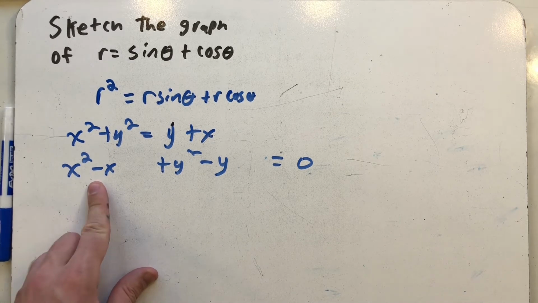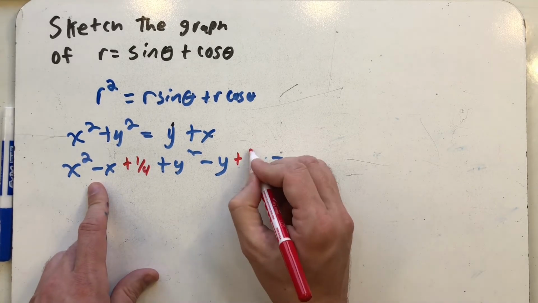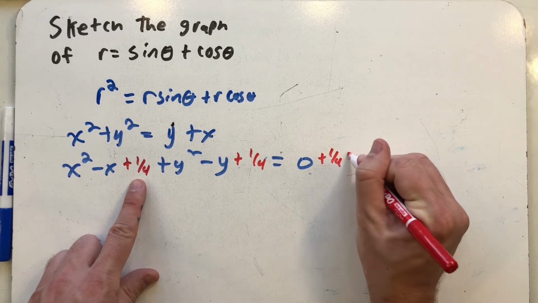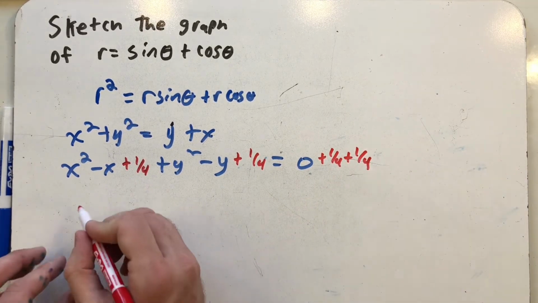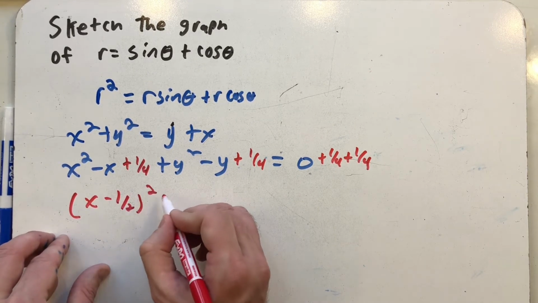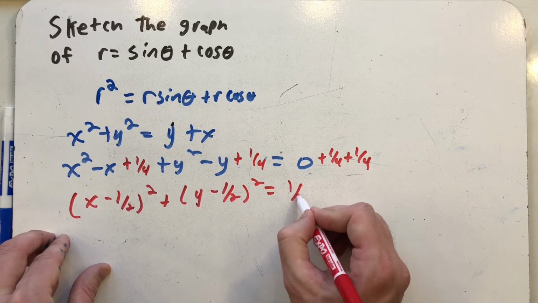Minus 1 divided by 2 is minus 1/2. Squared is 1/4. And I'll repeat that here. If I'm adding 1/4 and 1/4 to this side, I have to do it to the other side, which of course is just adding 1/2. Do some light factoring. And now I have the equation of a circle in its standard form.